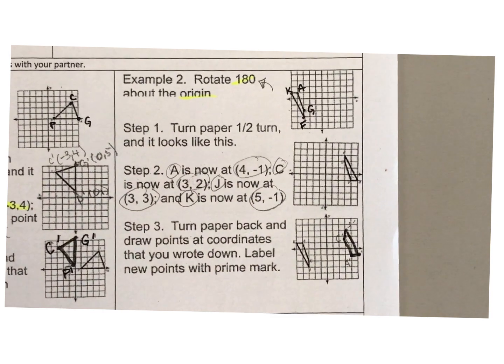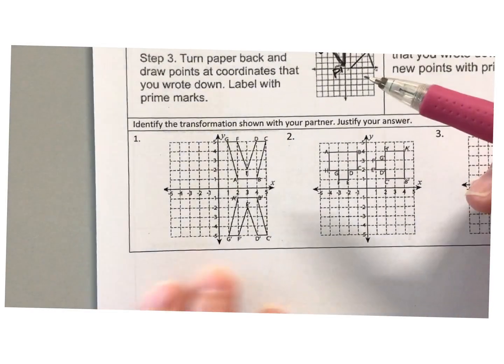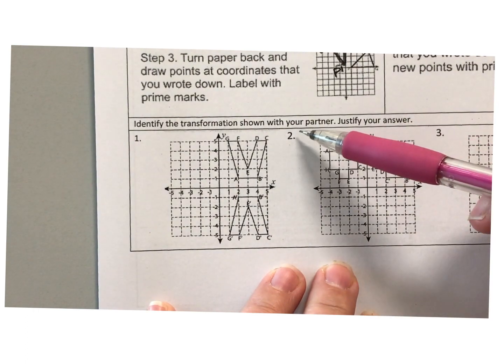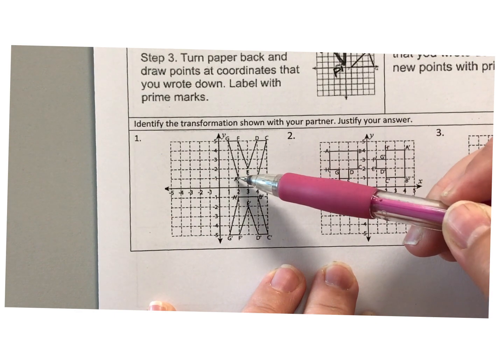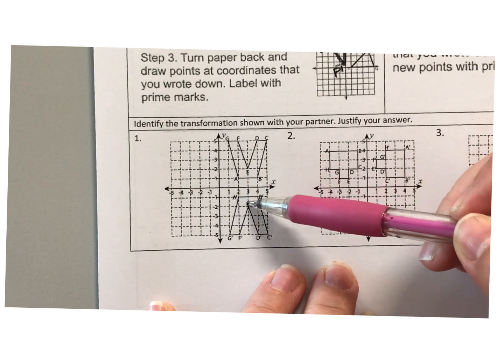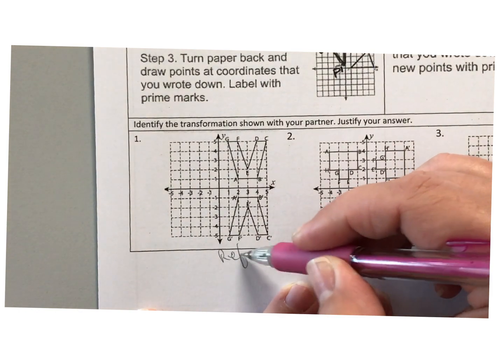Rotate without patty paper. First of all, before we go into anything, let's identify what this would actually be. What type of transformation is this? Is it a rotation, reflection, or translation? Notice how A comes down here, E comes down here. So this is a reflection.